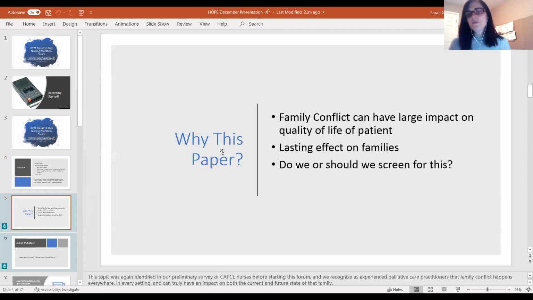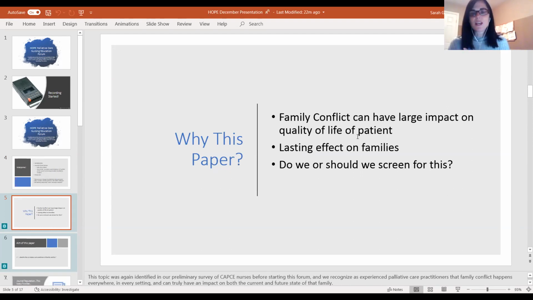So why did we pick this paper? Well, conflict. I know all of you that have joined us live have absolutely perfect families and have never met a family in conflict, but I hear they're out there, right? So I know we've all come across this in our careers, and it's important to remember that family conflict can have a large impact on the quality of life of a patient. And I think that's something we want to dig into.